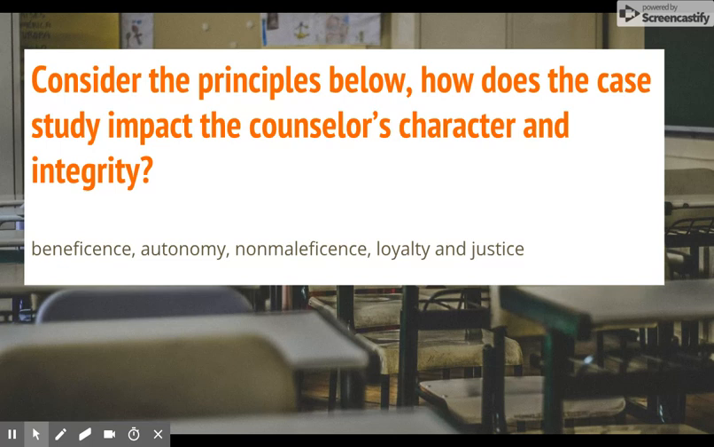Now, consider the principles below. How does the case study impact the counselor's character and integrity? These are core values that ASCA has deemed central to a school counselor's role in a school and in their counseling practice. Beneficence is to provide a benefit to the student and to the school environment, and to make sure that the client has a sense of autonomy. That means that the student is reserved the right to choose whatever he or she feels is the best option for him or herself. Non-maleficence means you are not harming anybody involved. Then there is loyalty to the school, to the student, and to the value of the school counselor, and justice, which is approaching each ethical dilemma as justly as possible.